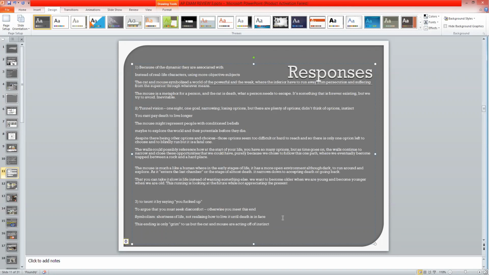He mentions that the ending is only, quote, grim to us, but the cat and mouse are acting off of instinct. Good point. That's actually a good point considering the first point here, where this is simply out of their own drive and will. So it's natural, quote unquote. But for us, because we put significance into our lives, it is grim in that way. I'll take a few more.